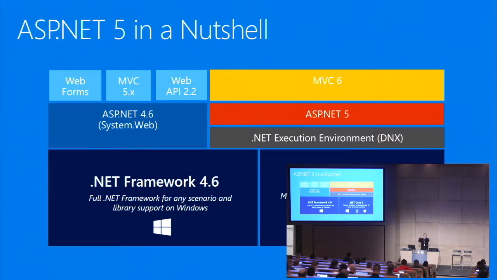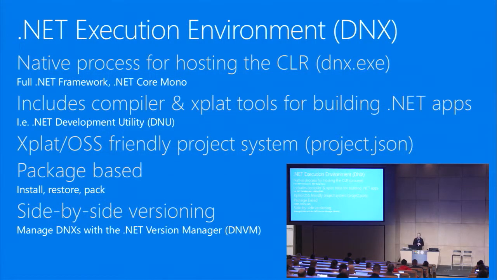So you can have the option of taking DNX and saying, I want to run on a .NET Framework-based DNX when you're running on Windows. That's supported. The DNX includes Roslyn for a compiler. It includes cross-plat tools for building your .NET applications. There's a tool called .NET Development Utility, or DNU. You use it for things like restoring your packages, installing packages, and so forth, publishing.